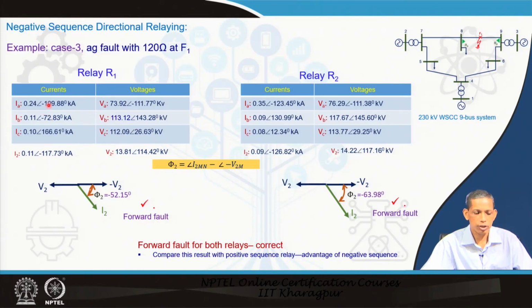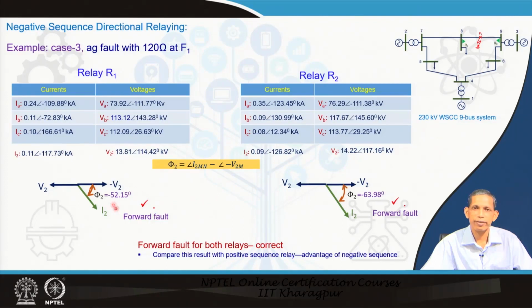Now, we will see the corresponding set of measurements, current and voltage, negative sequence current computation, negative sequence voltage computation. Similarly, for the relay R2 also I2 and V2. Now, phi 2 equals angle of I2 minus angle of minus V2. So, we see from these two angles phi 2 equals minus 52.15 degree, negative angle, forward fault, correct.